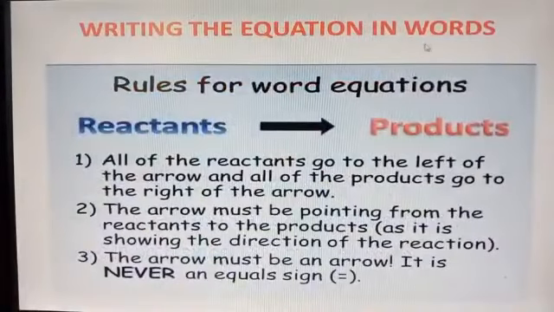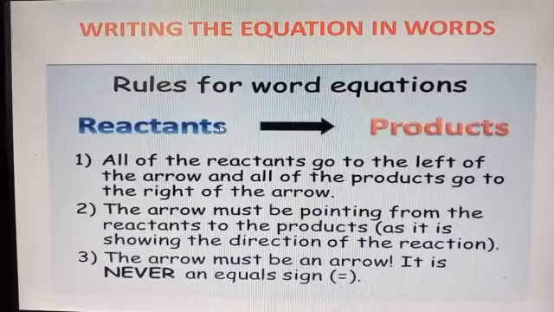Then writing the equation in words. Rules for word equations. So how do we write a word equation? First of all, a chemical reaction we write in the form of words, and then only we write it in the form of symbols. Reactants are on the left side of the arrow, products on the right side of the arrow. Reactants react to give products.